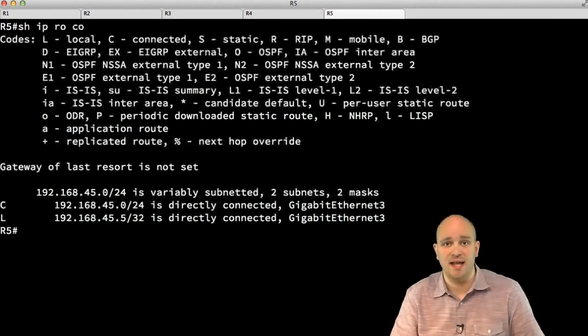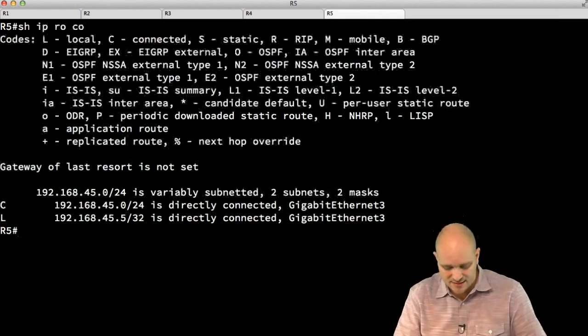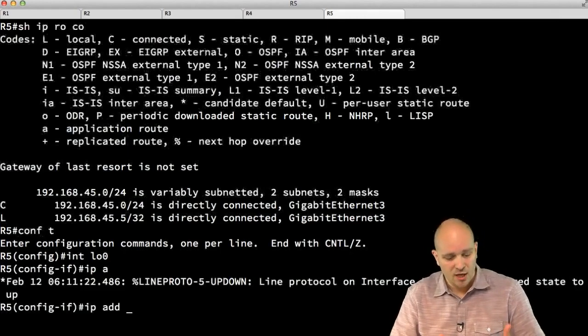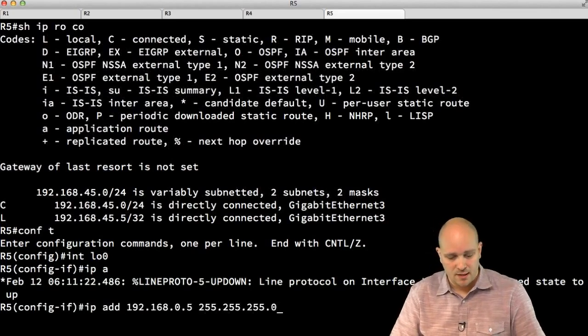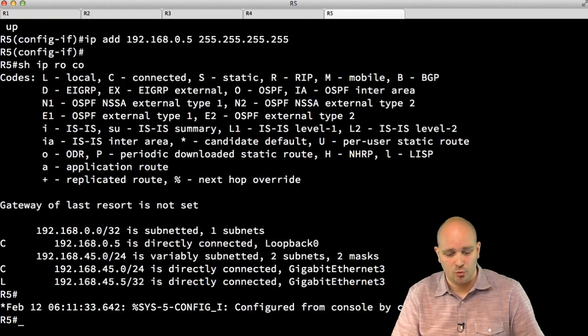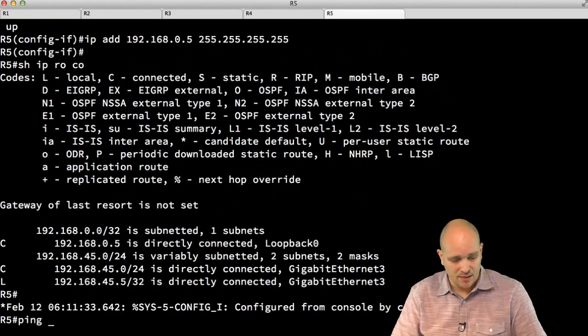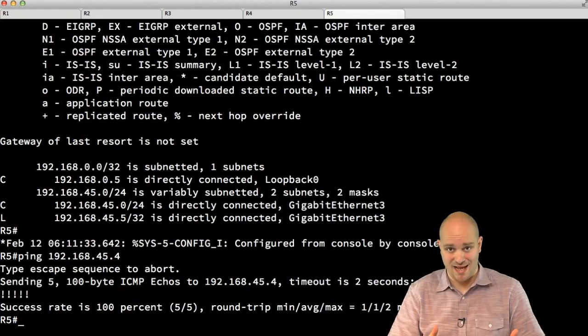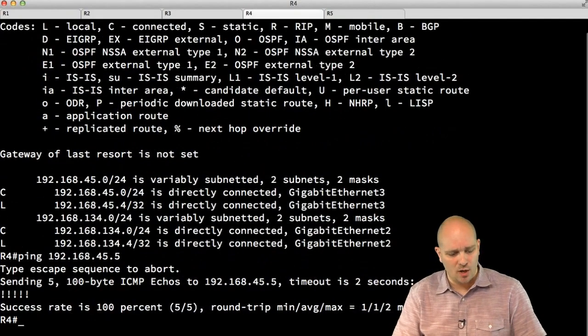I do see that I have a gigabit interface, but what is missing is the loopback interface that I promised I will configure. So I'm going to say ip address 192.168.0.5.255. So there it is. If I do show ip route connected, this is what I'm going to have now. And let's make sure that from R5 I can ping R4, and I can. So let's go to R4.